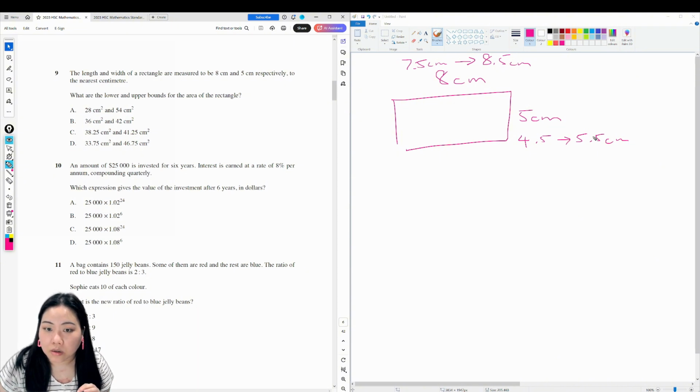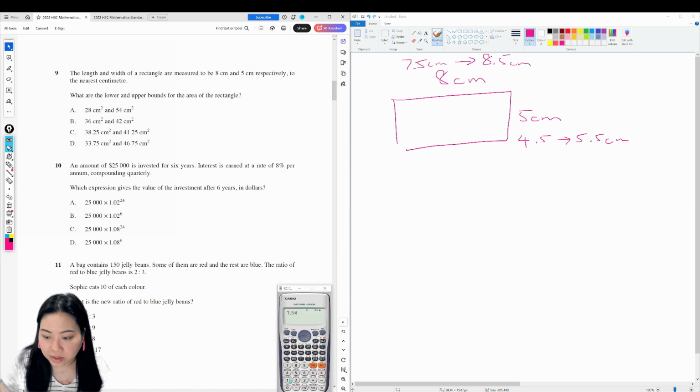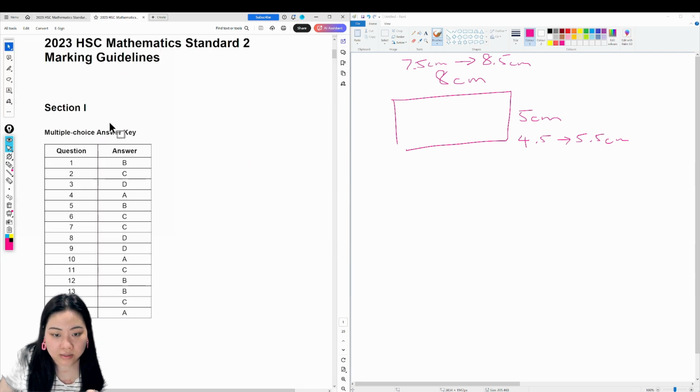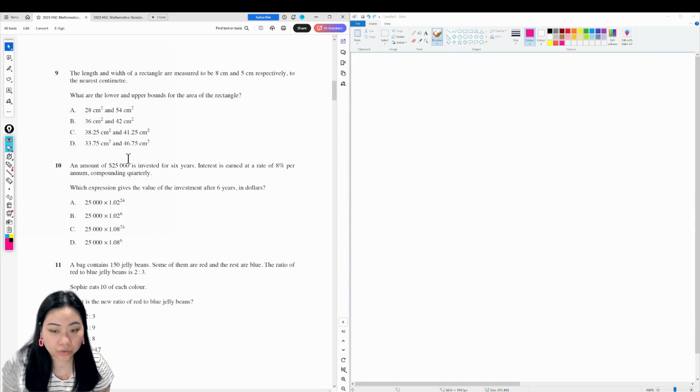So the lowest area it could be would be 7.5 times 4.5. Let's see what that is. 7.5 times 4.5 is 33.75. So far D is our winner, and the upper bound is 8.5 times 5.5, which is 46.75. And I'm going to say 9 is D. Let's check it. Yes.